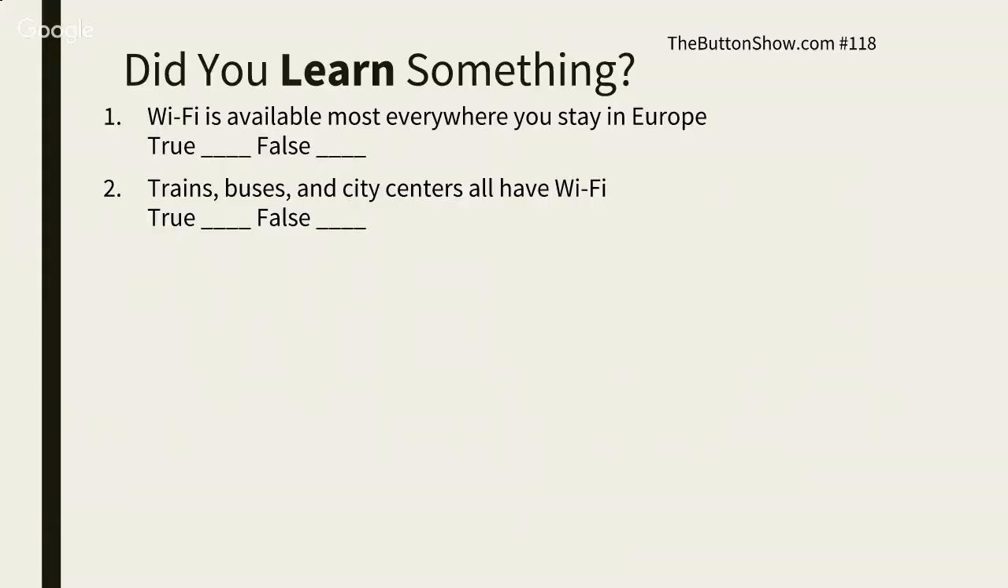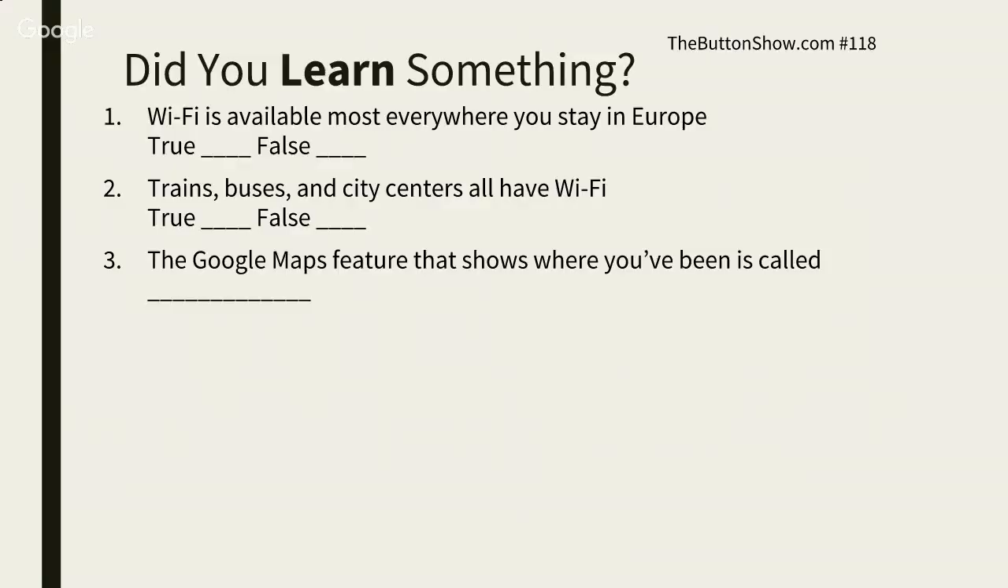Trains, buses, and city centers all have Wi-Fi. True or false? That was false. But a lot of them did. Now, the local trains did not. The one bus we were on from Slovenia to Italy and back, only their Wi-Fi worked in Slovenia. It didn't work in Italy, so that was something. They were using some cellular system on the bus.